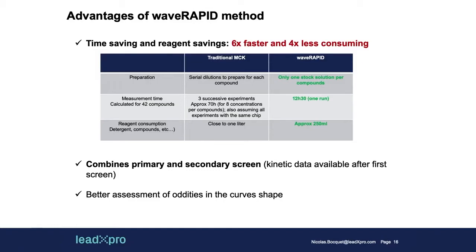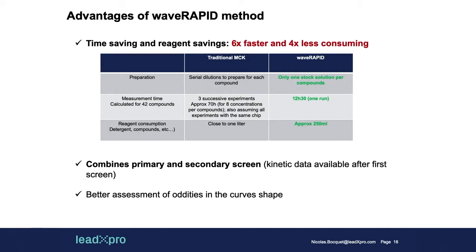For that, in the traditional MCK, you would have to do, first at the preparation stage, serial dilutions of all the different compounds, which is actually time consuming compared to the waveRAPID, where you use only one stock of the compound. And although one very important point is that the space that you have on the rack, of course, if you do 8 different dilutions of each compound, you cannot screen 42 compounds in one go, while with the waveRAPID you can. And although affecting the measurement time tremendously, so I was very astonished to see the difference.